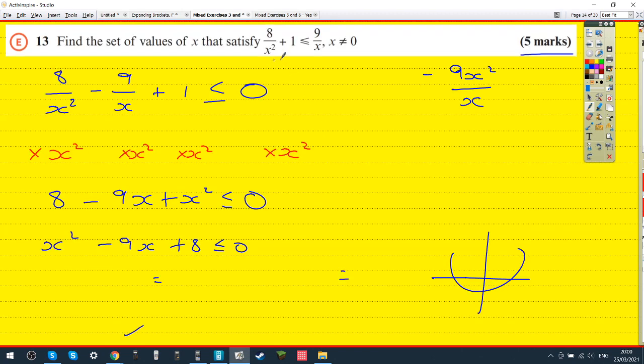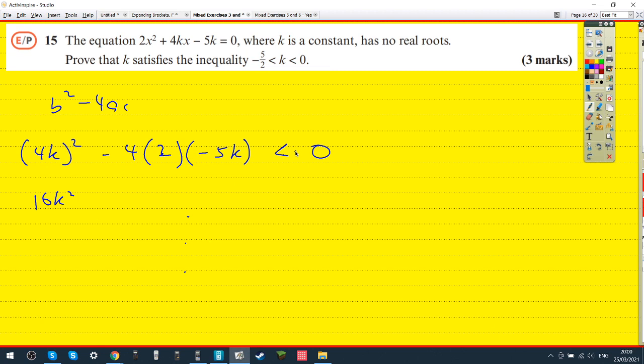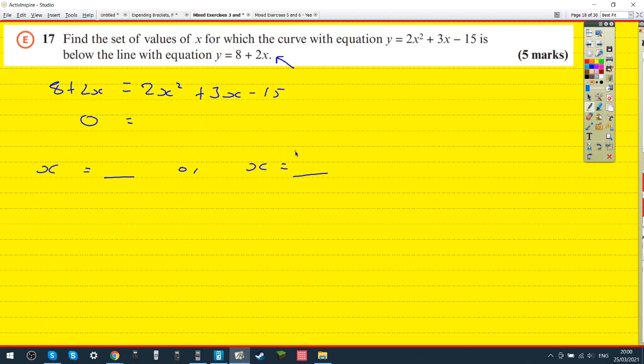How do we deal with these fraction ones? Multiply by x squared, or whatever the highest x is, as in like if it was x cubed, you'd use x cubed instead. Why was this greater than 0? Because it had real roots. And why was this one less than 0? Because it had no roots. Yep. Great. That one's fine.